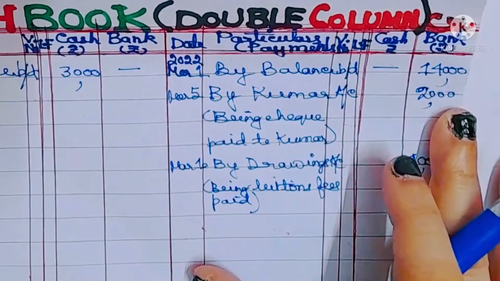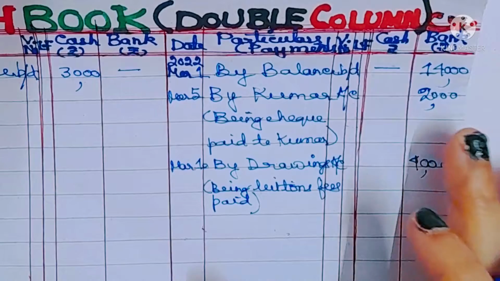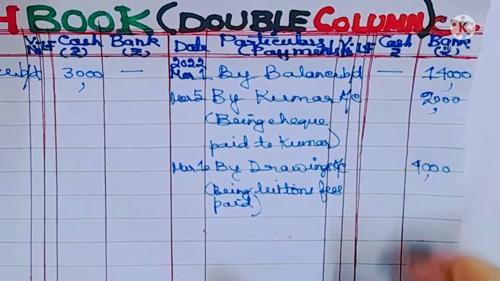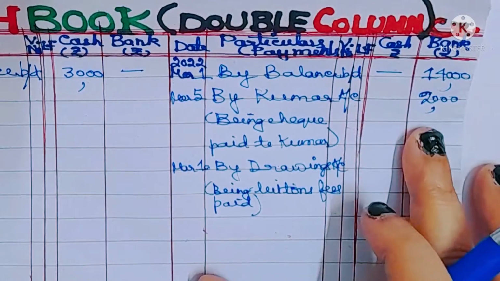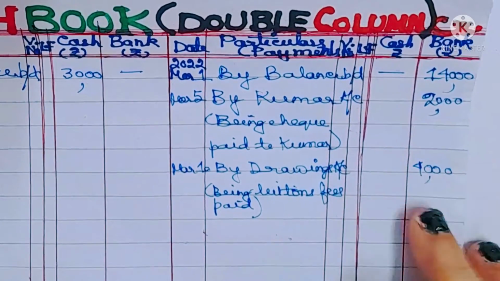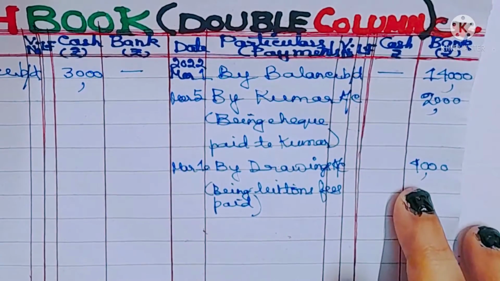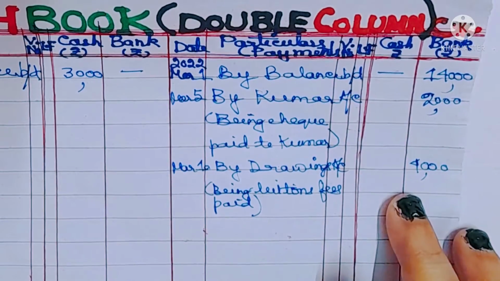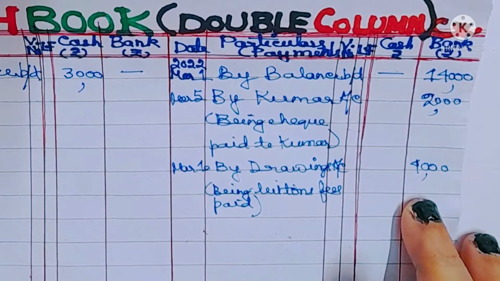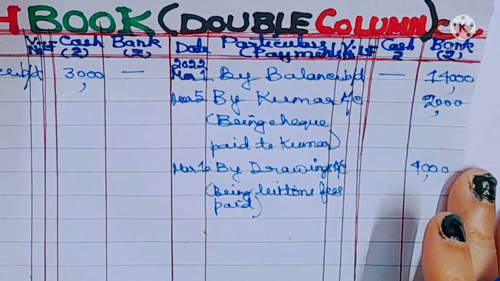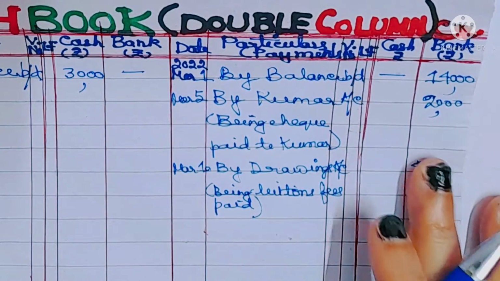Okay, moreover, bank column represents bank account. Bank account comes under personal account. According to personal account, the giver of the benefit is credit. Here, when check is paid for tuition fees, bank is the giver of check, so 4,000 will be credited. Understood? Now let's see the next transaction.